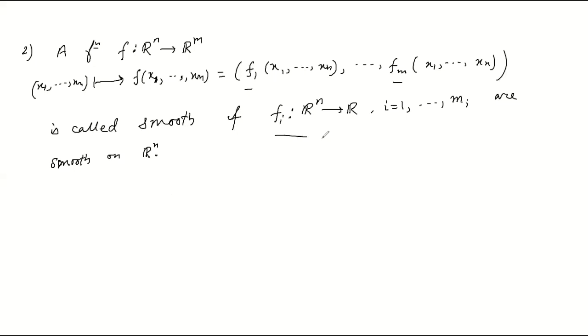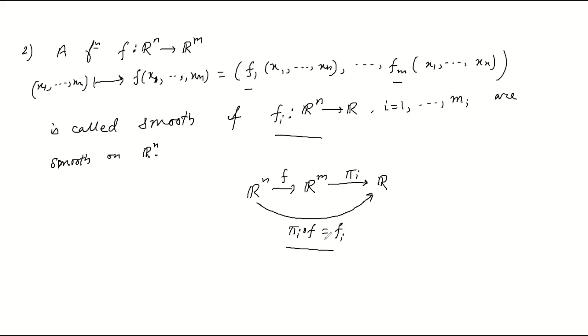that is equivalent to saying, suppose this is Rn and this is Rm and this is pi i, where i lies between 1 and m. So this is the ith projection function. So here it is f, and this is the composite function pi i composed with f, and this is the ith component function fi. So if these functions are smooth, then f is called smooth.